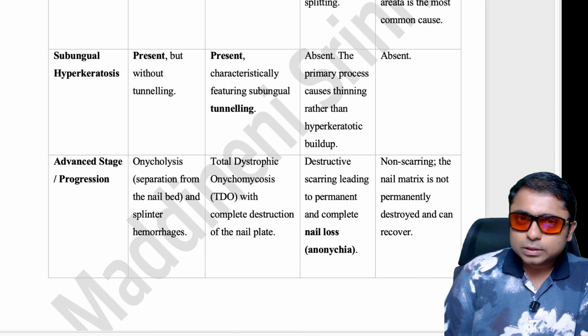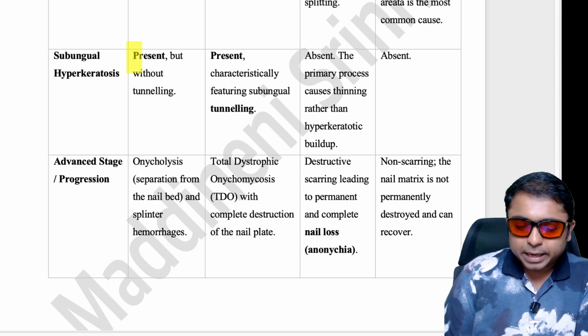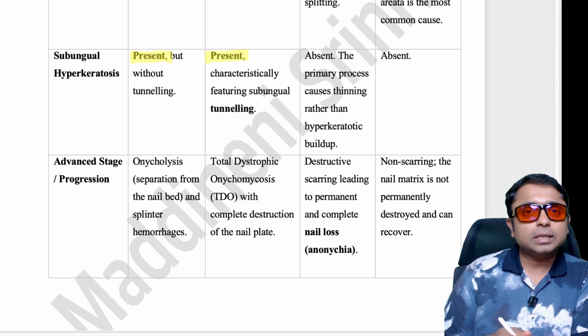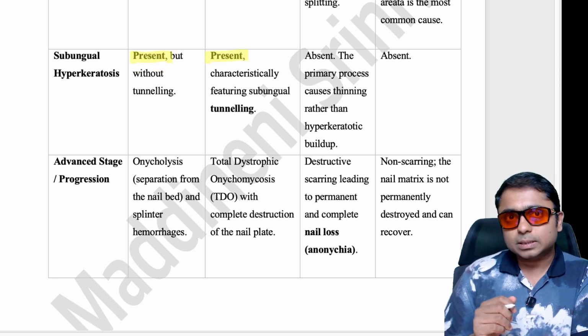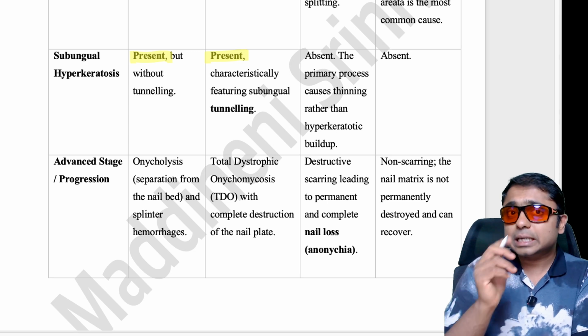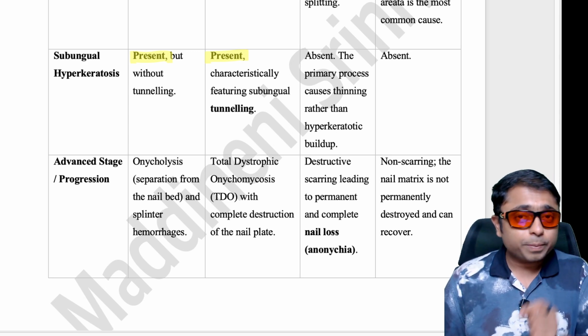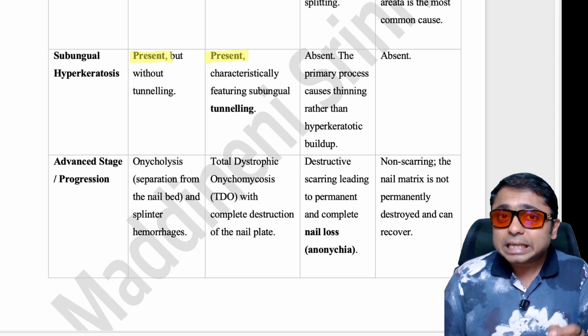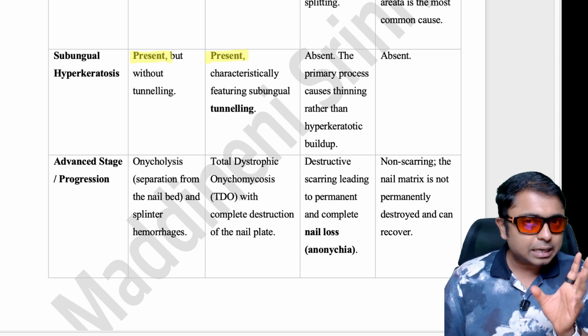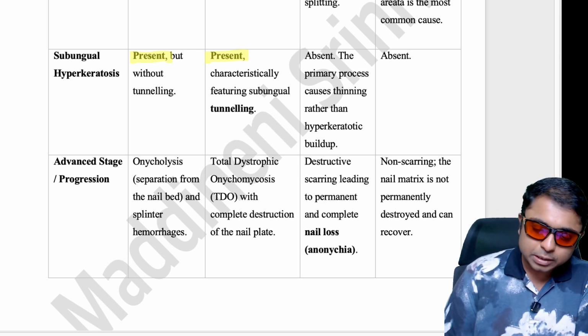Subungual hyperkeratosis, material present below the nail plate, can be seen both in psoriasis as well as onychomycosis. How can you differentiate both these conditions? Remember, dear students, tunneling of the nail is seen in onychomycosis. Pitting of the nails is seen in psoriasis. So these are the two important differentiating points between these two conditions.